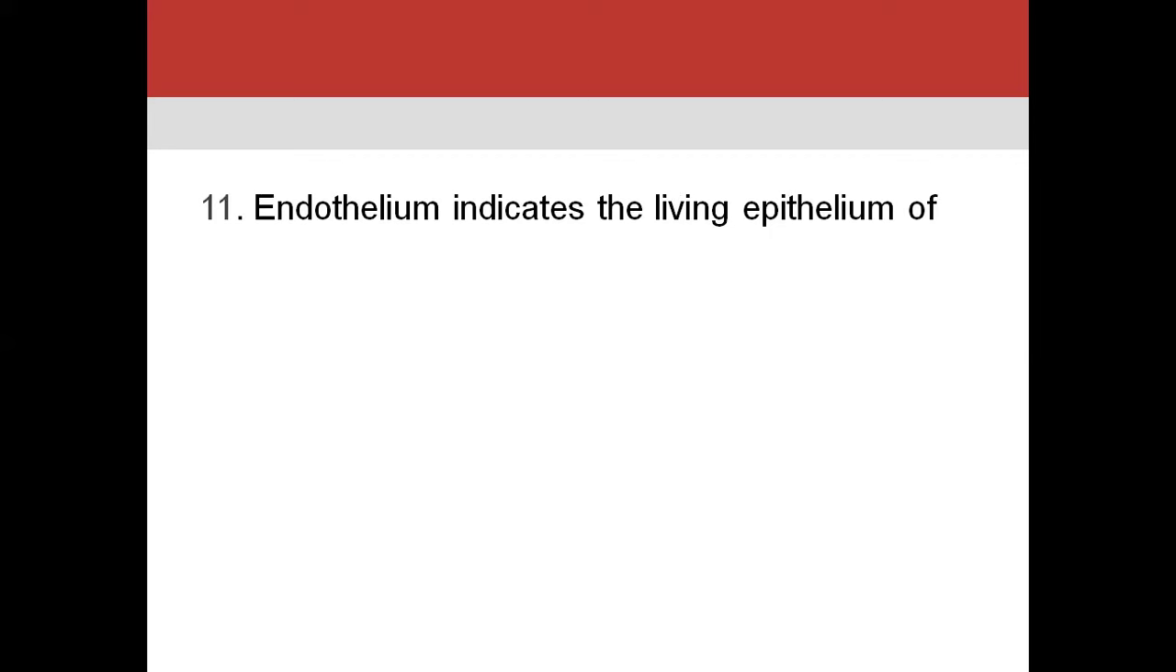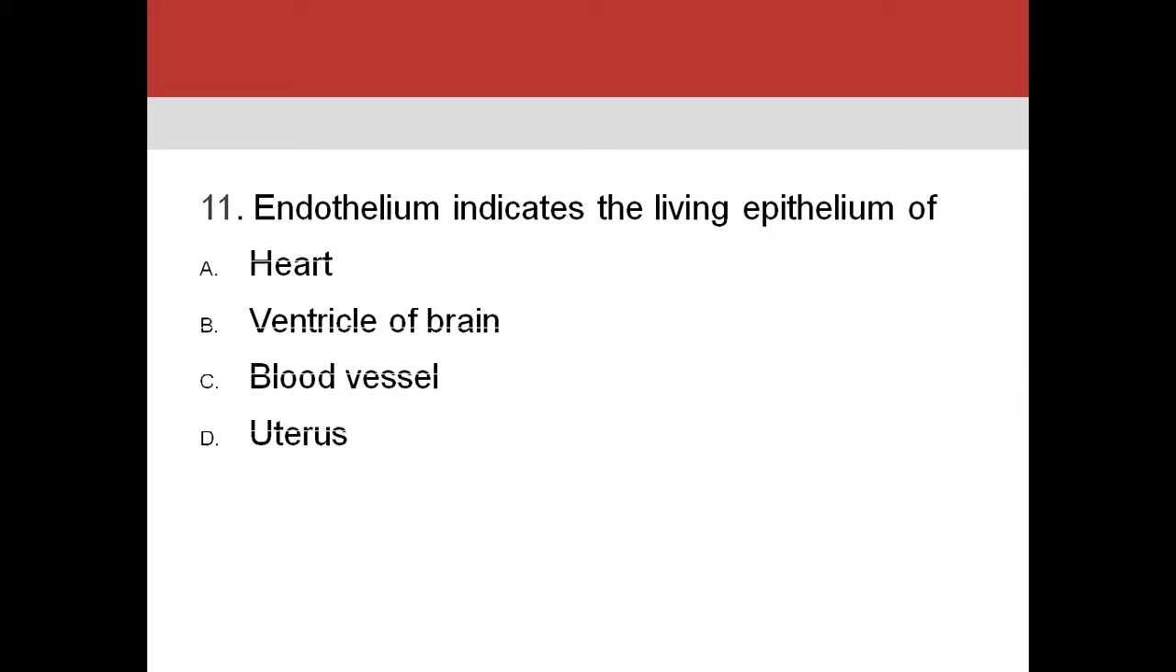Next, endothelium indicates the living epithelium of. Option A, heart. Option B, ventricle of the brain. Option C, blood vessel. And option D, uterus. Here the right answer is option C, blood vessel.